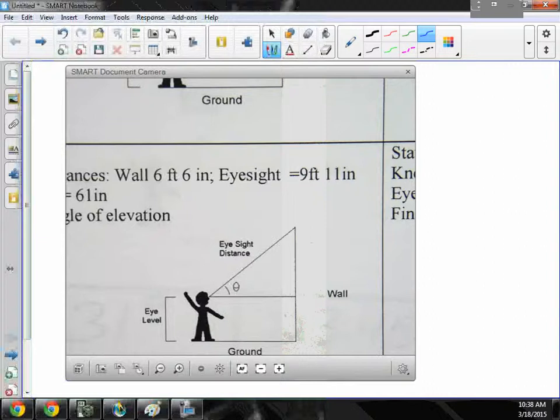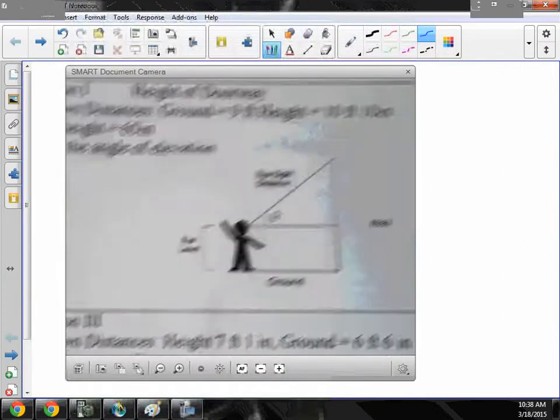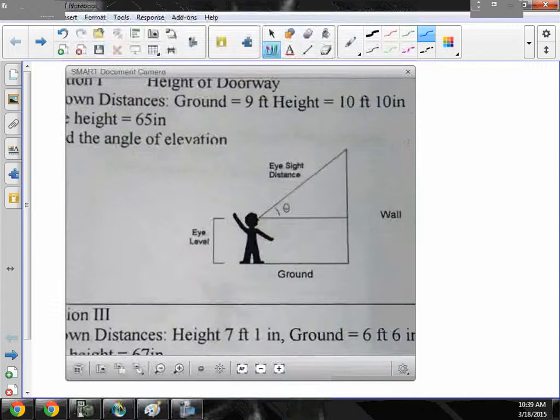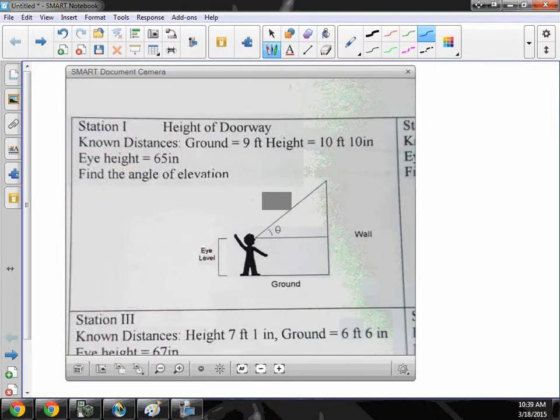So we have a bunch of stations with information given. In each one of these stations, we need to figure out what angle is created with the given measurements. So all of the measurements are listed. Sometimes wall is the same as height. That's what it means, the height of the wall. So the first piece of information it gives us is ground, but it's in feet, and we want to do all of our calculations in inches.